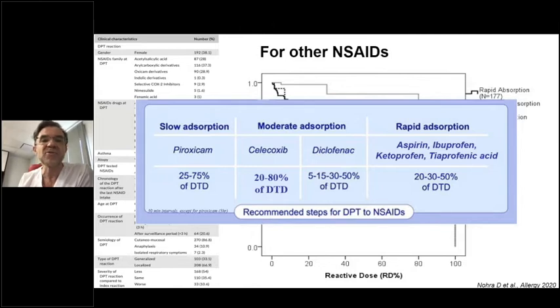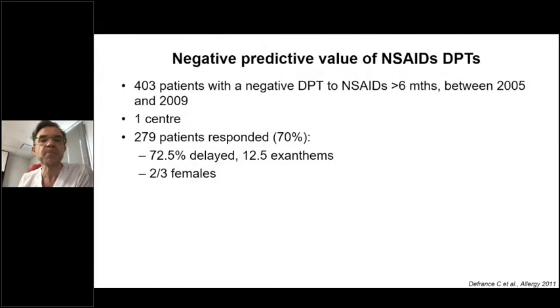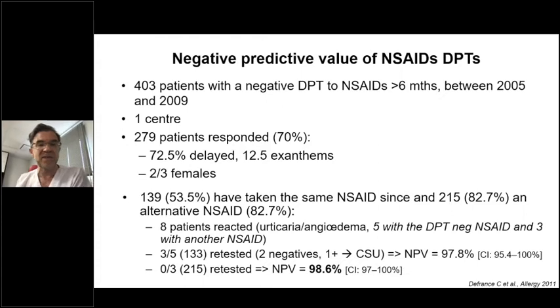driven drug provocation tests. Another question that we addressed some years ago was the negative predictive value of a drug provocation test. In more than 400 patients that had a suspicion, but then a negative NSAID provocation, we recontacted those patients and we asked them, have you taken your NSAID again?